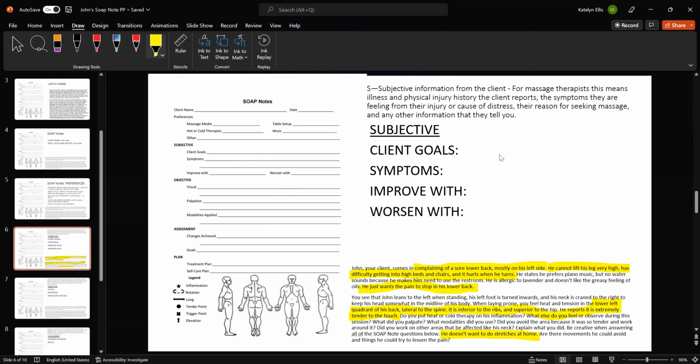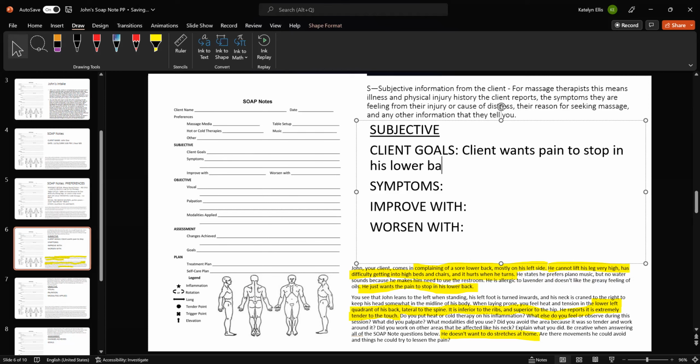All right. All of these highlighted things are things that have to do with the client's goals and the client's symptoms. Now, this says be creative when answering all of the SOAP note questions. So you're given some of it, but I want you to have fun with the rest of it. Okay. Client wants pain to stop in his lower back. All right, that's what we're looking for. Client wants his pain to stop in his lower back.